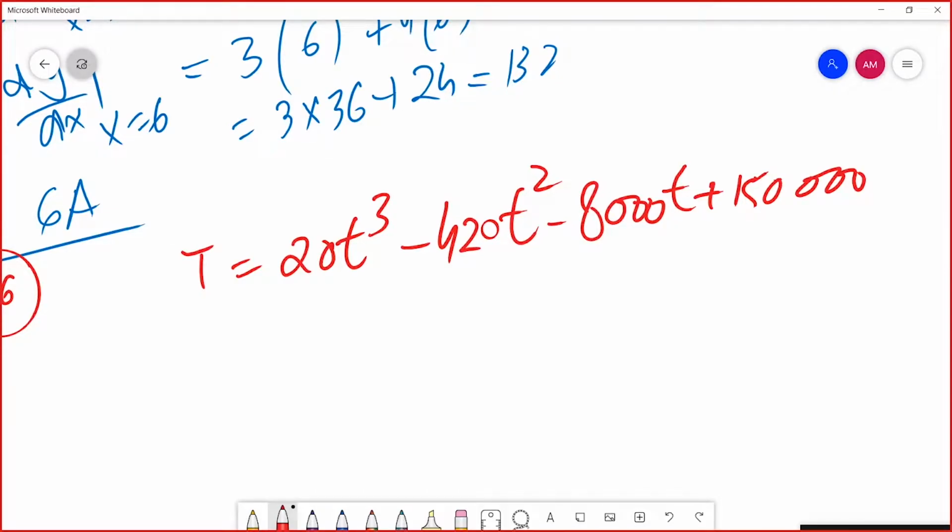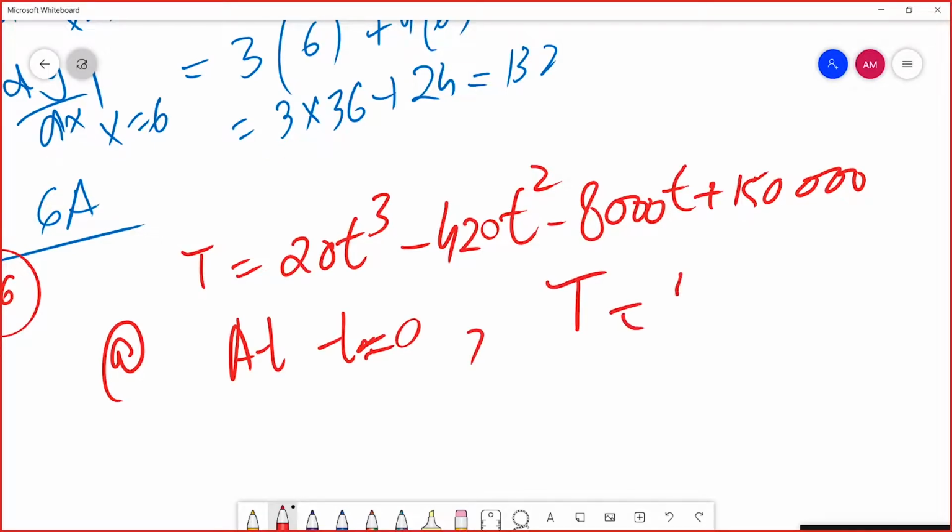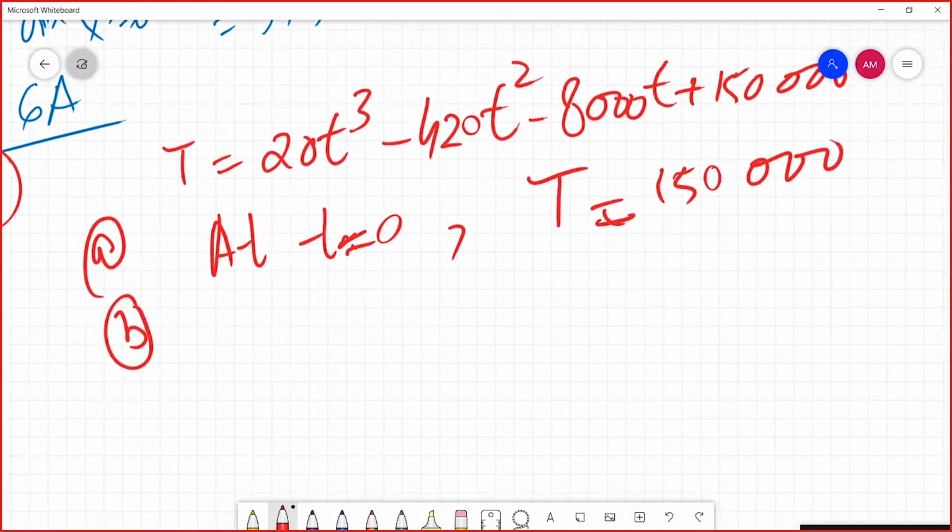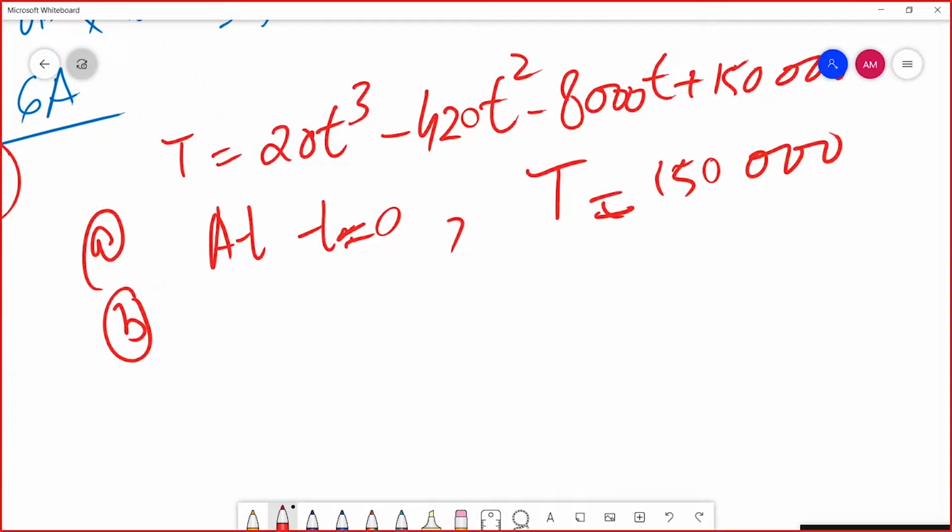They say, what quantity of ore was in the mine when t is equal to 0? Can you tell me that? 150,000. Yeah, very nice. So at t equal to 0, it is actually 150,000. Now the B part. What quantity of ore will be in the mine when t is equal to 10? So what should we do? We substitute t equal to 10.